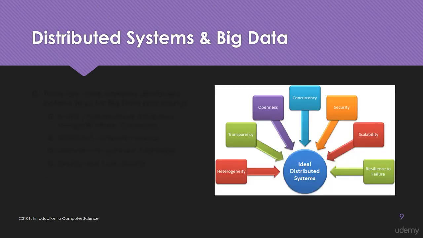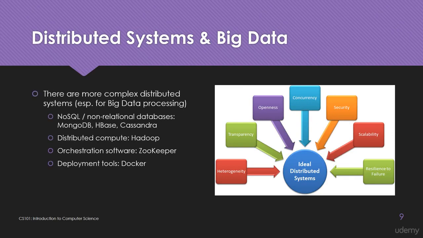Okay, so let's talk a little bit about distributed systems and big data without going into too much detail. There are many complicated distributed systems which are especially used for big data processing. There are NoSQL or non-relational databases we talked about. There's distributed compute, Hadoop. There's orchestration software, Zookeeper is an example, and deployment tools like Docker. The reason I'm bringing these up is that if you go beyond simply queries and databases, and you want to look at things at scale, you will often use some of these tools, whether it be for deploying software, maintaining servers, orchestrating, or processing large volumes of data.